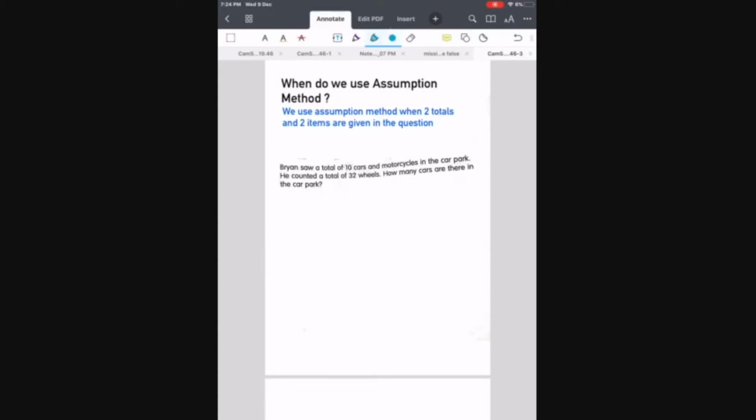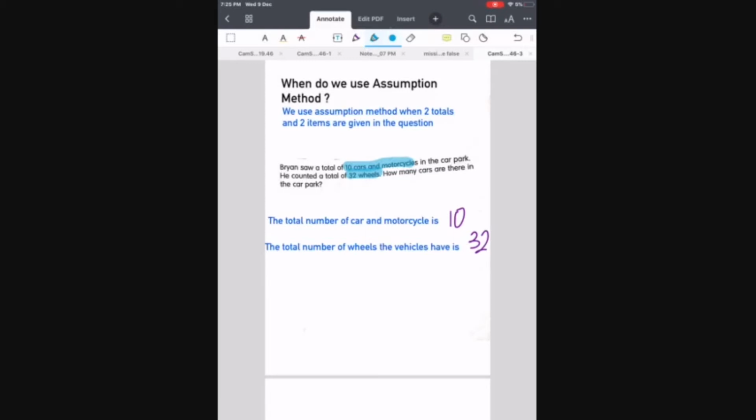Brian saw a total of 10 cars and motorcycles in a car park. He counted a total of 32 wheels. So how many cars are there in the car park? So this is the question. Now, the total number of cars and motorcycles is 10. And the total number of wheels the vehicles have is 32. See, it says the cars and motorcycles have 32 wheels altogether. And there are a total of 10 cars and motorcycles in the car park.